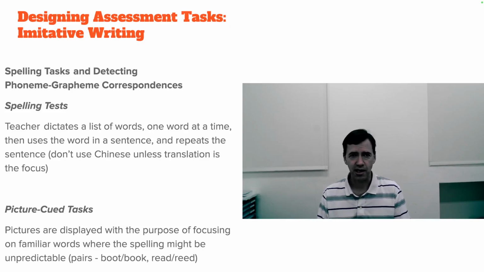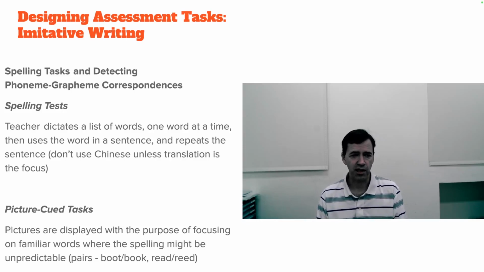So it should be like this. Sea. I like to swim in the sea. I like to swim in the sea. Like that. And then students get to practice their listening and spelling at the same time. Unless your focus is translation, you're practicing translation, but then that might not necessarily be a spelling test.